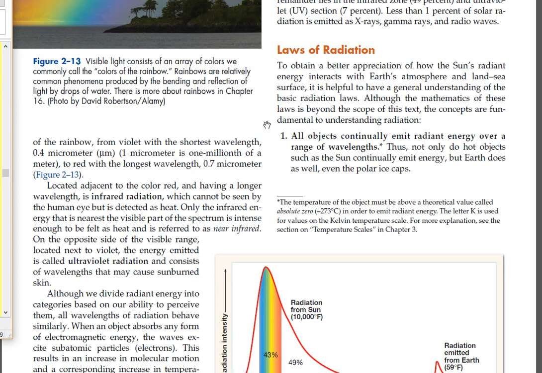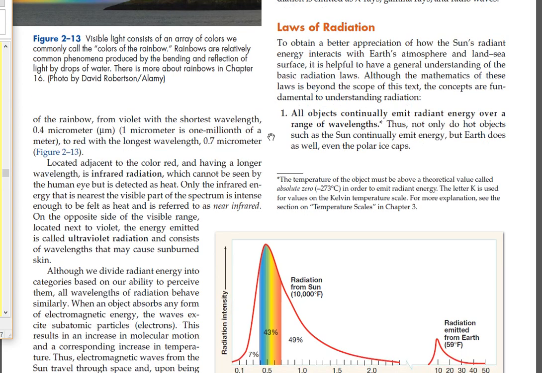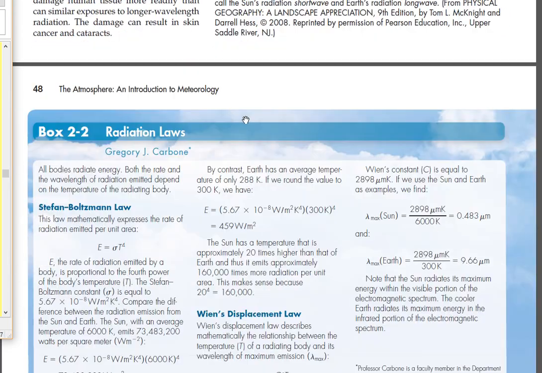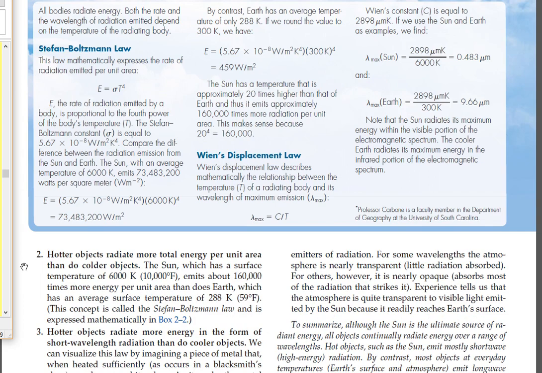1. All objects continually emit radiant energy over a range of wavelengths. Thus, not only do hot objects such as the Sun continually emit energy, but Earth does as well, even the polar ice caps. 2. Hotter objects radiate more total energy per unit area than do colder objects.